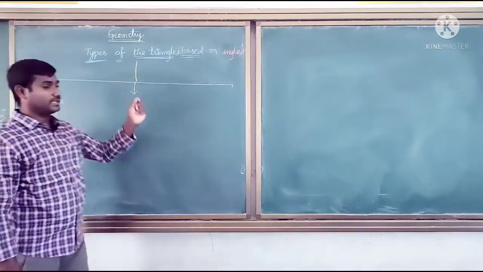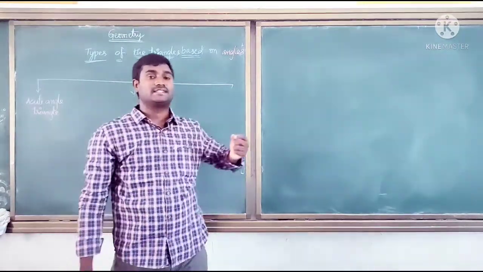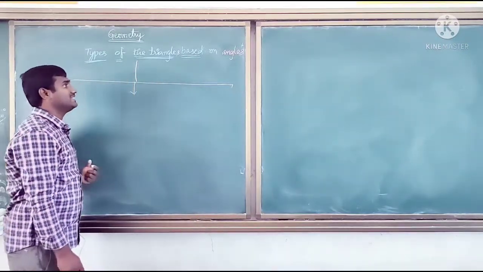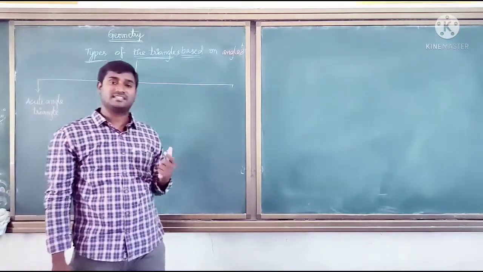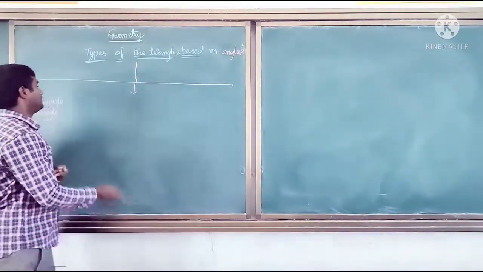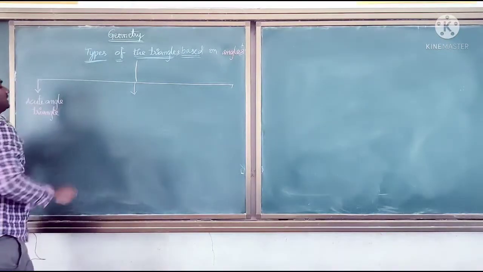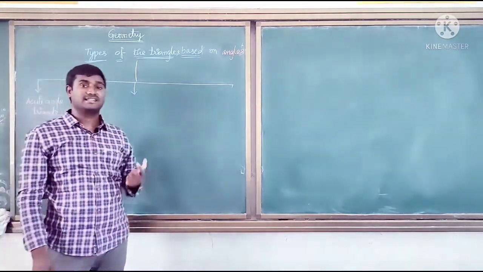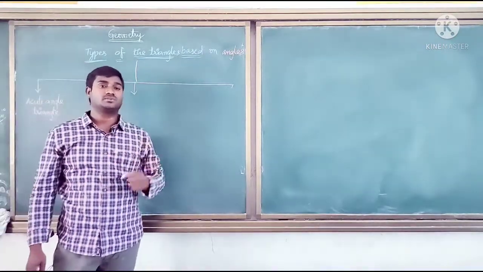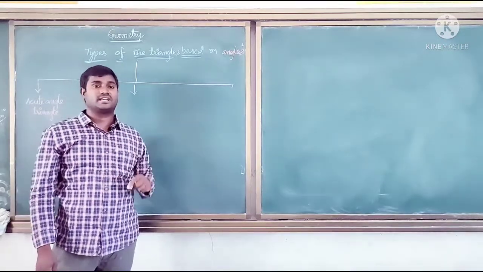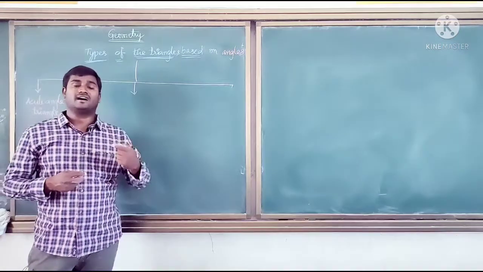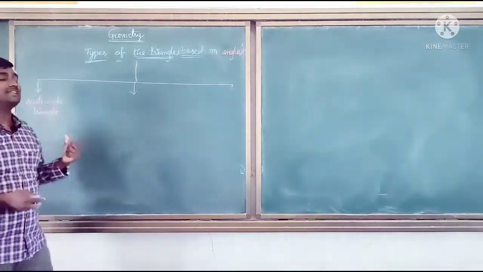Okay. Next, now I am going to discuss with you the types of triangles based on the angles. Based on the angles, we have 3 types of triangles. First is the acute angle triangle. What is meant by acute angle triangle is, in a triangle, if all 3 angles are acute angles, it is called an acute angle triangle.